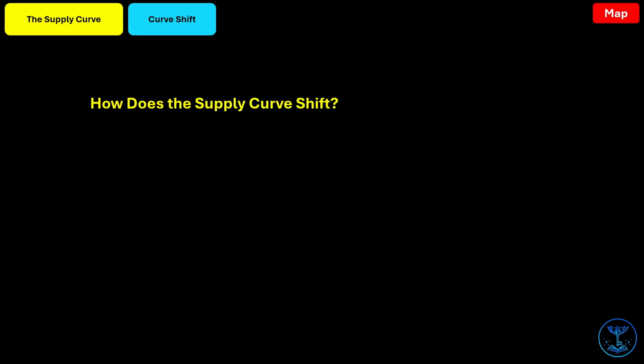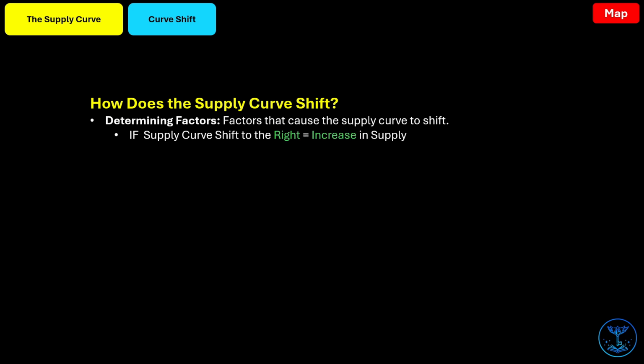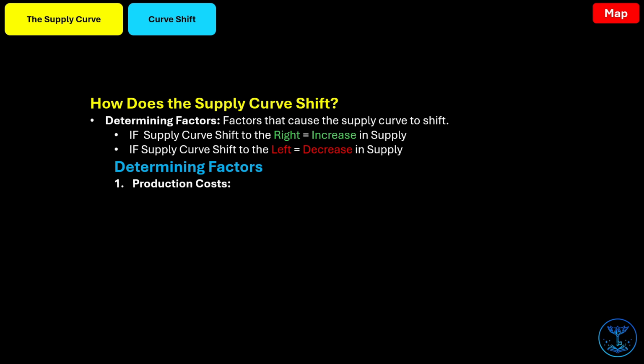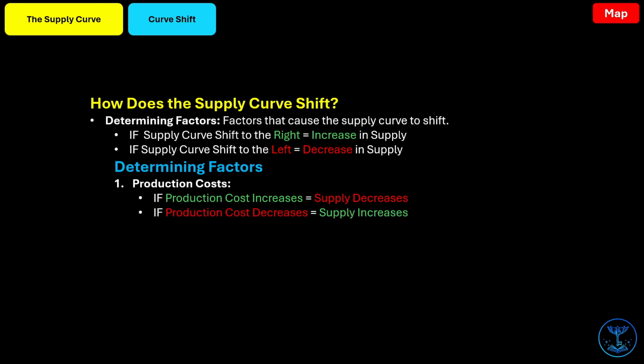All right, so how does the supply curve shift? Determining factors are the factors that cause the supply curve to shift. If the supply curve shifts to the right, there's an increase in supply. If the supply curve shifts to the left, there's a decrease in supply. One determining factor is production costs. If production costs increase, then supply decreases. If production costs decrease, then supply increases. So that's pretty much it for the supply curve shift.